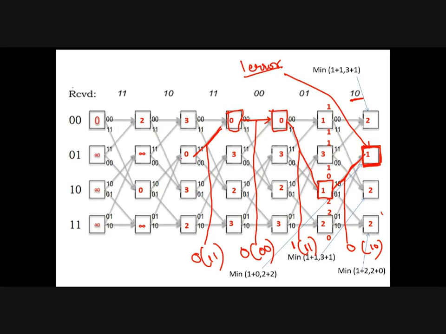From this I must have started from this. So this is again upper path, 0 1 0. And from this I must have started from this position. So this is again a lower path. So 1 slash 1 1.